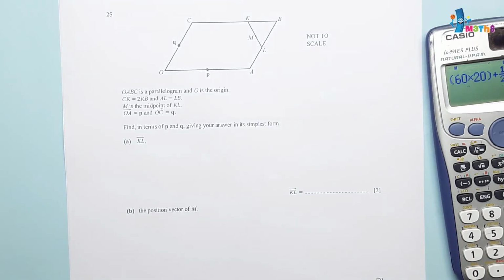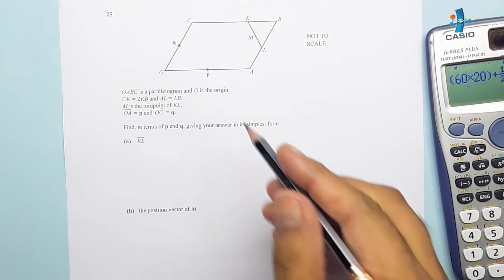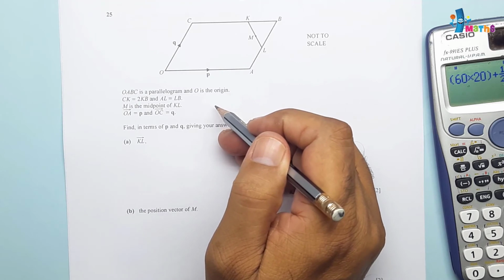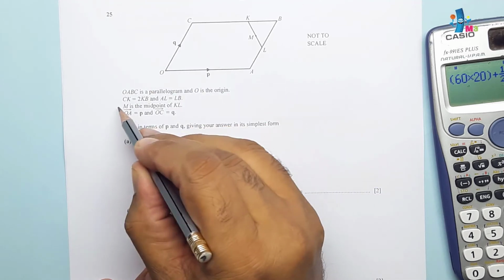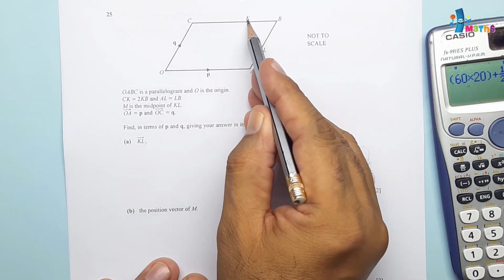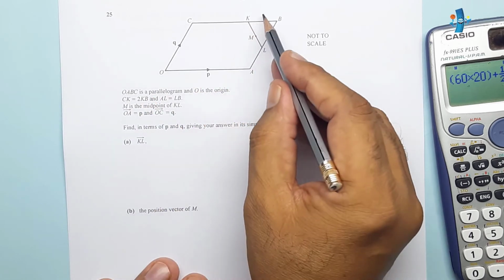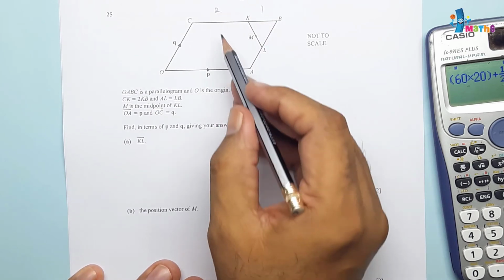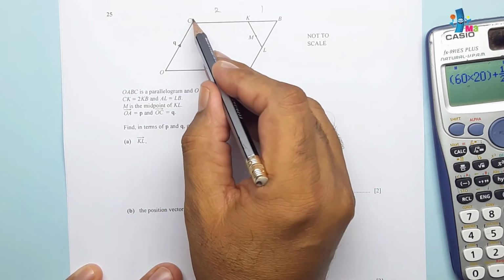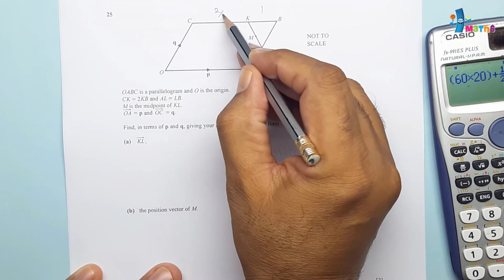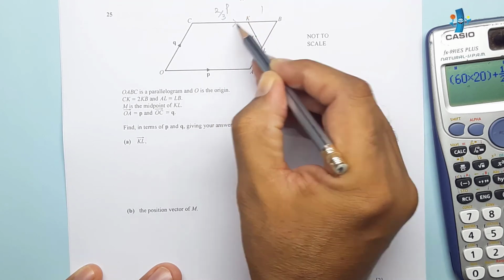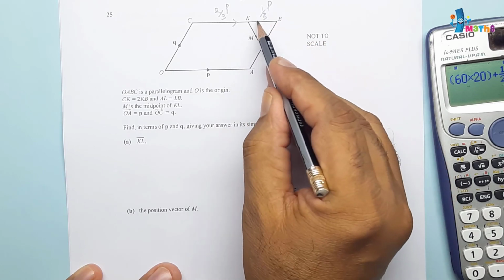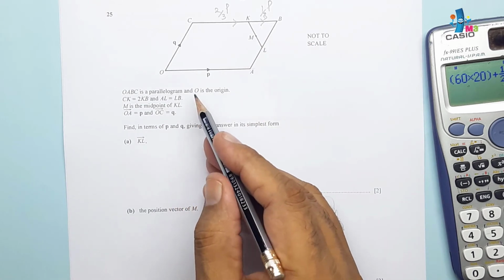Question number 25. This is a vectors question. OABC is a parallelogram, and O is the origin. CK, C to K, is equal to 2 KB, so this is 2:1. Total is 3. So this side is P, and this side will also be P. So this will be 2 by 3 P in this direction, and this will be 1 by 3 P in this direction. So we have done this.